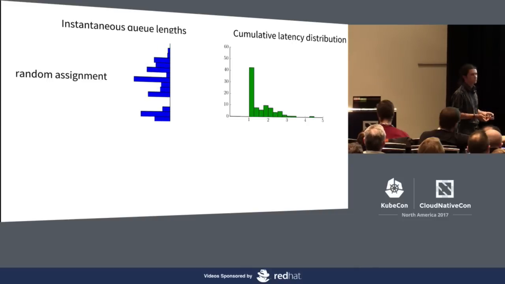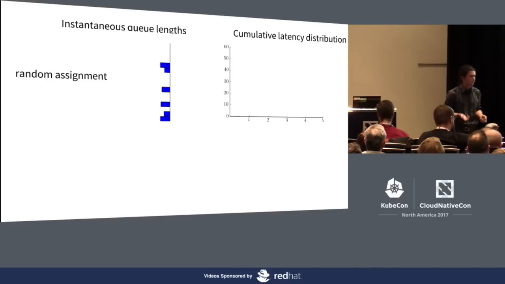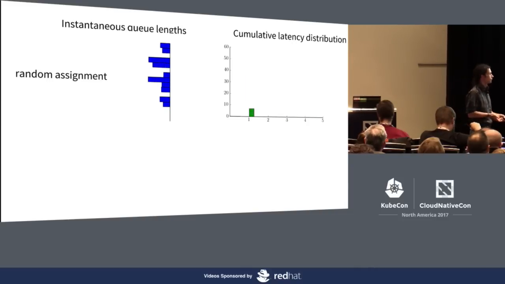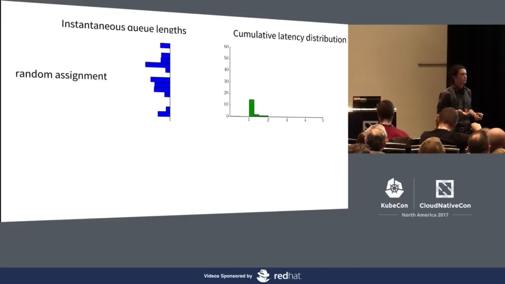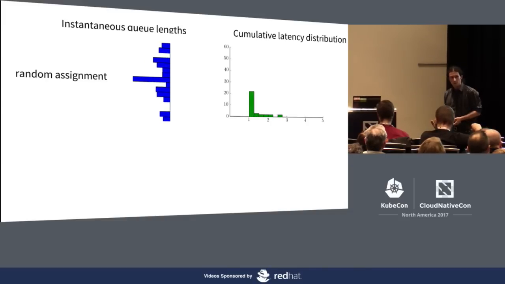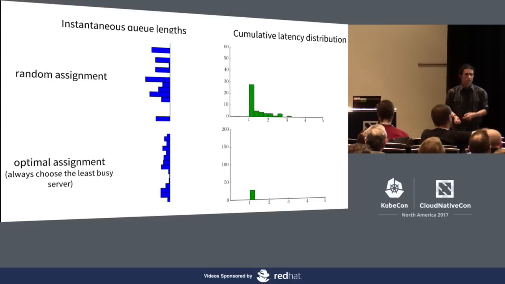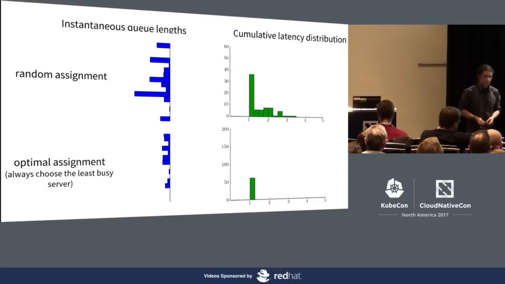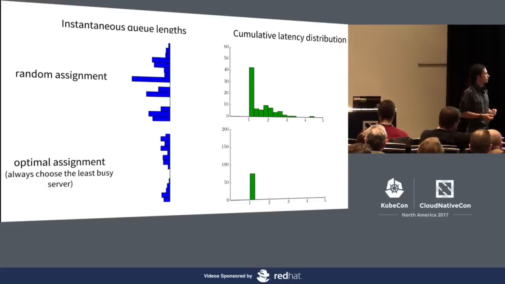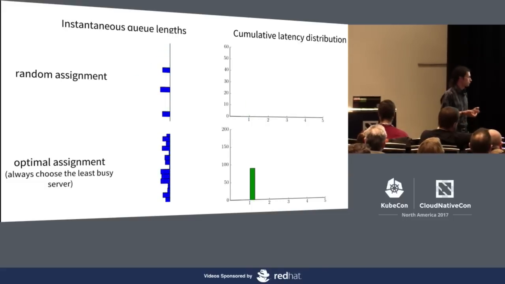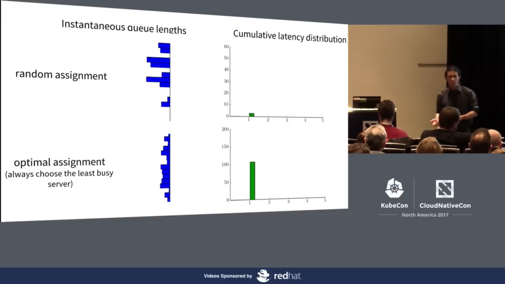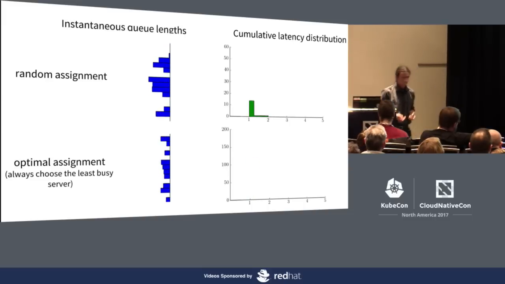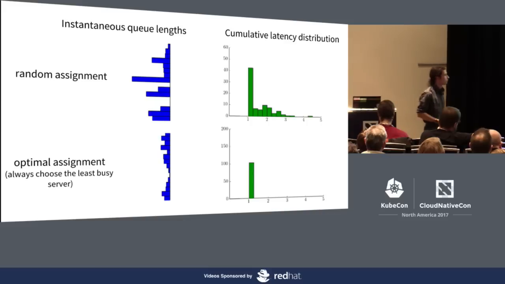So sometimes, because we're assigning randomly, a bunch of tasks all arrive at the same server, and then those tasks have to wait. And so there's a latency tail. On the other hand, if we take the same workload, but assign tasks optimally, always choose the least busy server, then it's much less likely that a task will have to wait. We can almost always find an idle server, even when most of the servers are busy most of the time. And so here we have near constant latency, even though the throughput is the same in both systems. Obviously, optimal assignment here is better than random assignment.